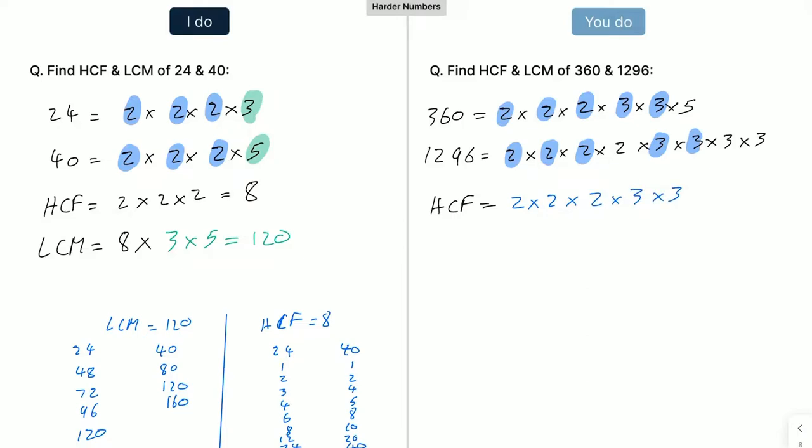So if you do 2 times 2, that's 4. 4 times 2 is 8. And then if you do 8 times 9, that will give you 72. So that's the HCF.